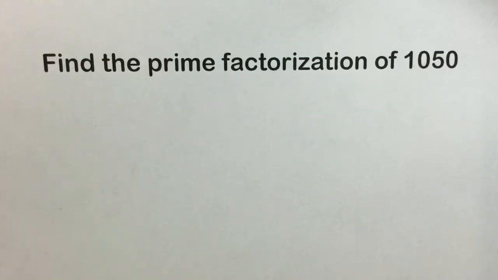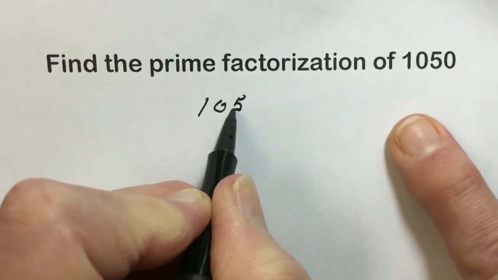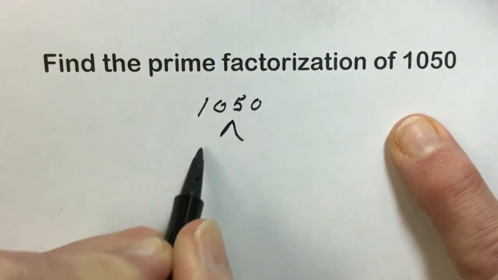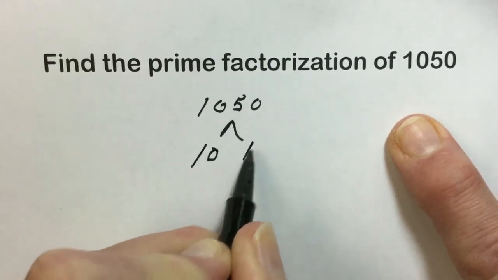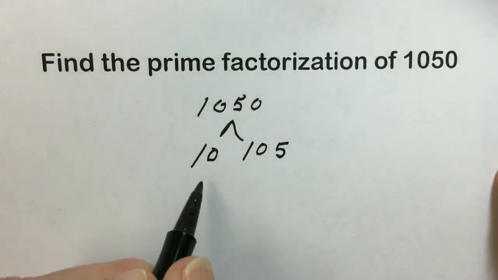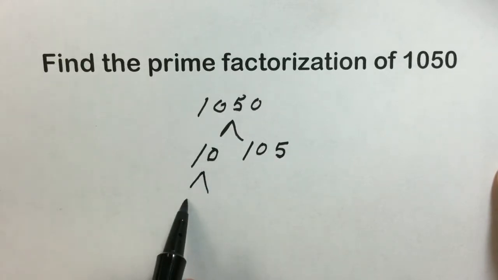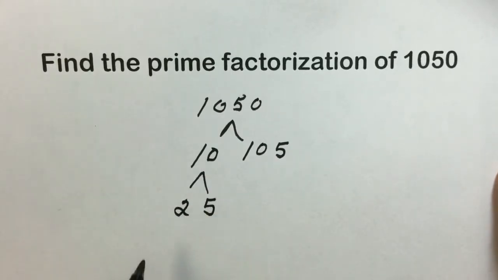Again, it can be broken down any way, and if we choose, we can break it down into 10 times 105. Neither of these are prime, so we will break them down further. 10 is the result of 2 times 5, each of which are prime. We're done there.